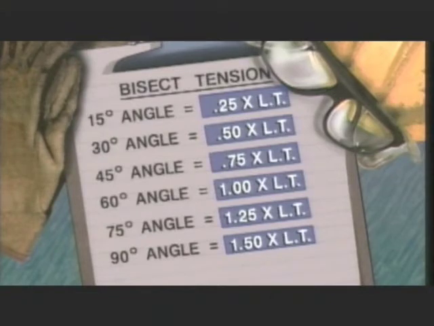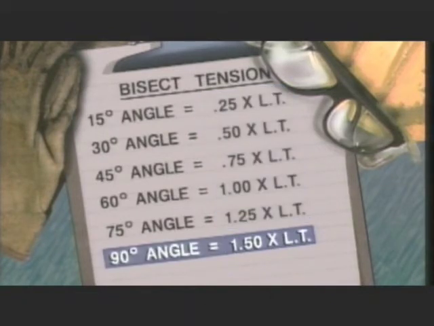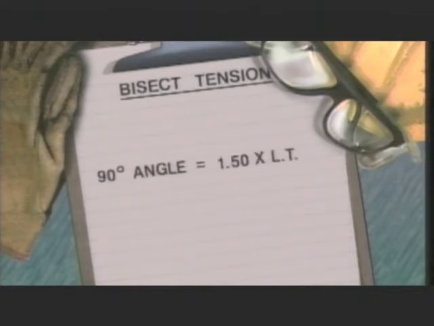Then multiply the line tension by the decimal number that follows the equal sign, and the result is the approximate bisect tension. For example, the chart shows that for a 90-degree line angle, the bisect tension is approximately equal to 1.5 times the line tension. If the line tension is 853 pounds, 1.5 is multiplied by 853 to give a bisect tension figure of 1,279.5 pounds. If the line angle is 45 degrees and the line tension is 853 pounds, 853 is multiplied by 0.75 to get a bisect tension figure of approximately 639.75 pounds.